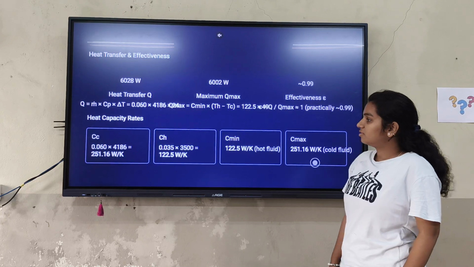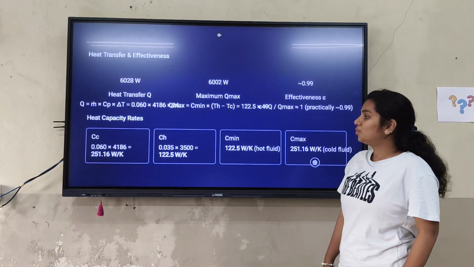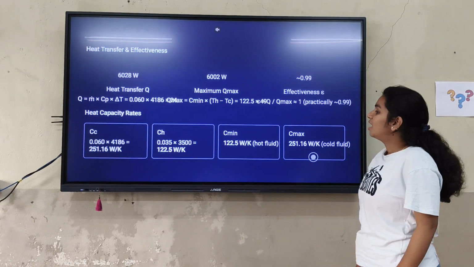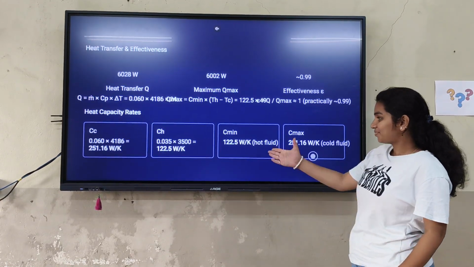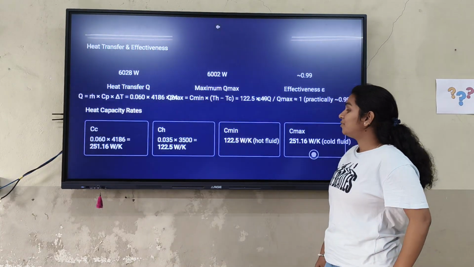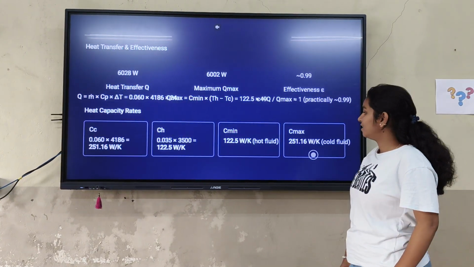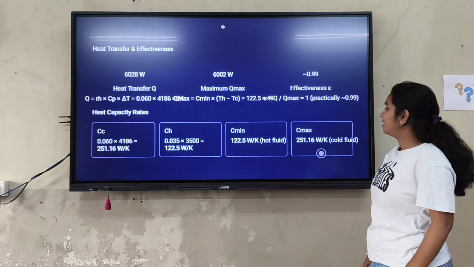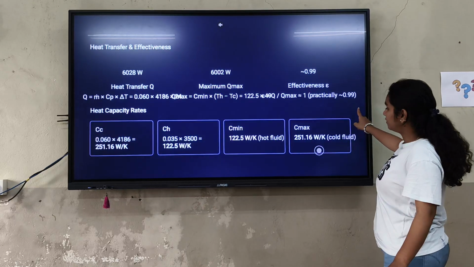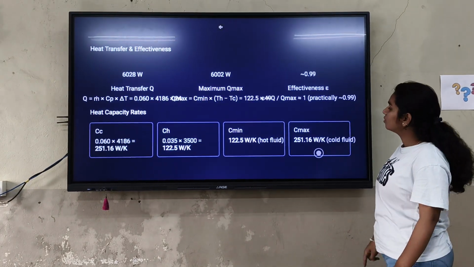CC is 251.60 watt per Kelvin, and C hot is 122.5 watt per Kelvin. C minimum is 122.5. C max is 251.60, the cold fluid.